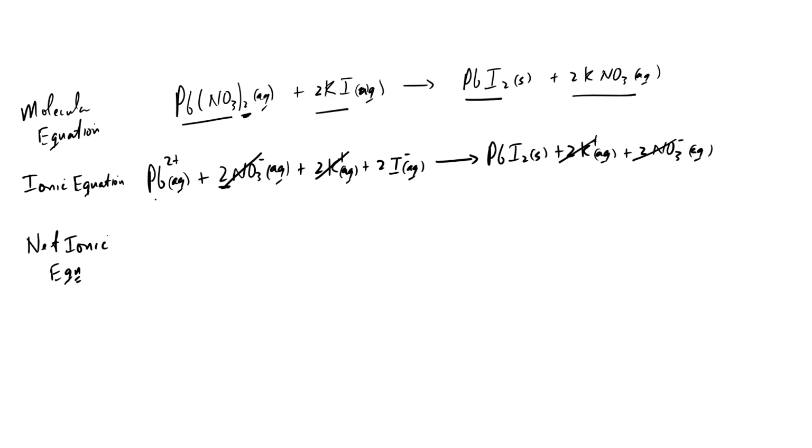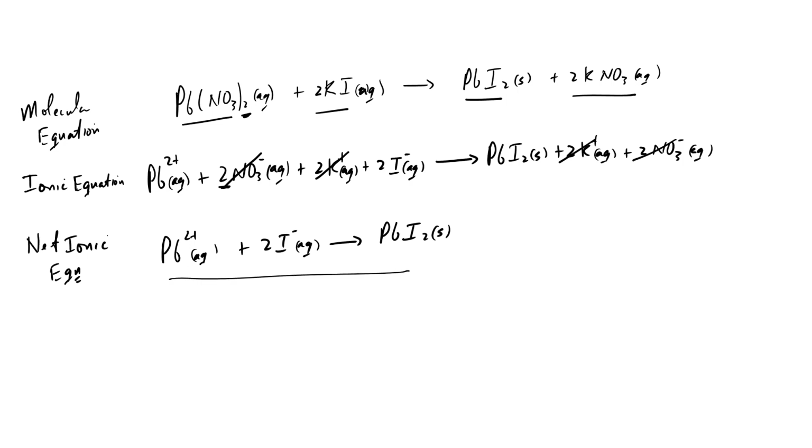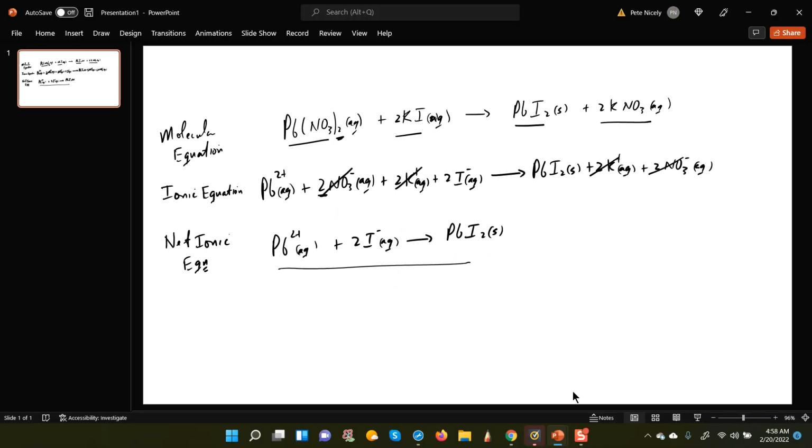So therefore, what are we left with? We're left with Pb2+ aqueous plus 2 I- aqueous to form PbI2 solid. And that would be the final answer in terms of the net ionic equation. All right? Okay, so that's basically how we determine that. That's a typical type of question in your future test exams, whatever.